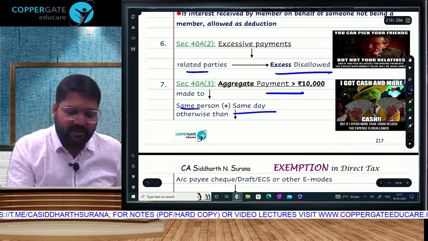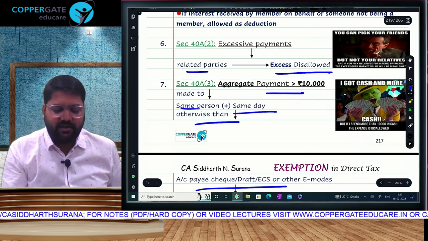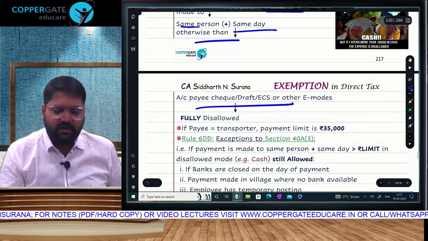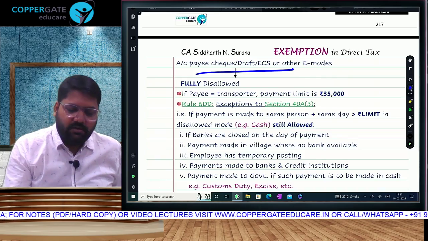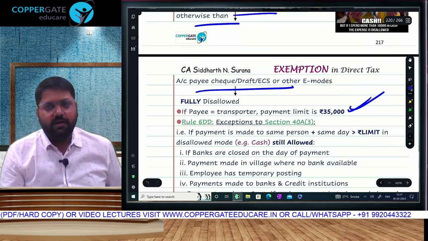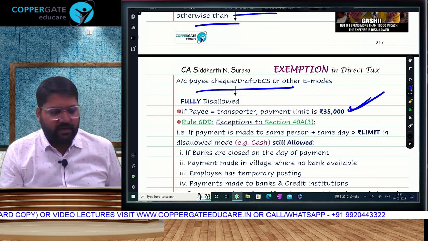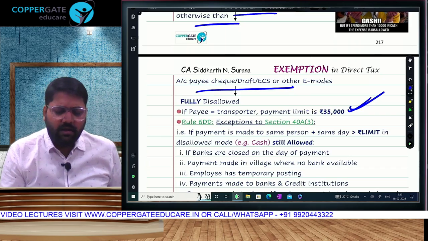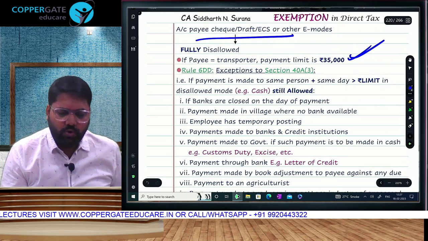Cash payment made same person same day, otherwise than the three allowable modes, cash payment made more than 10,000 is going to be disallowed, fully disallowed. But normal limit is 10,000. If you are making payment to a transporter, the limit will be 35,000. Normal is 10,000, transporter ke liye limit is 35,000. But there are some exceptions to this rule.